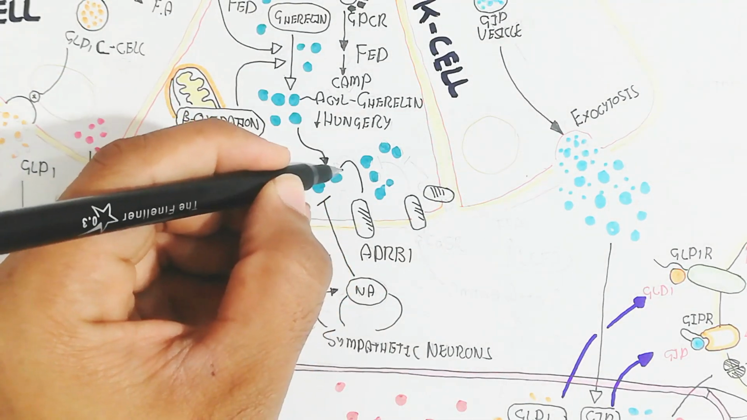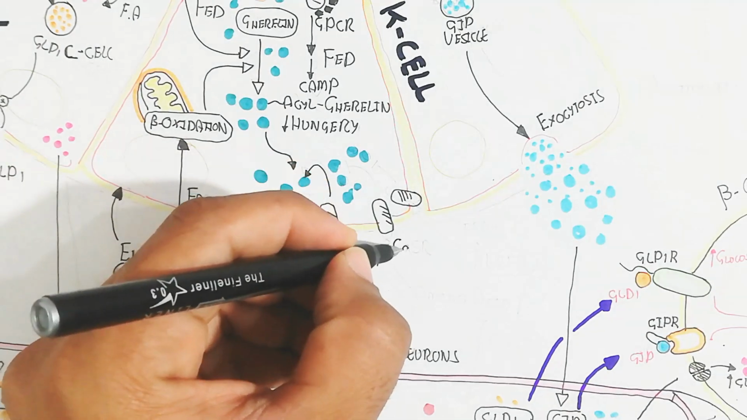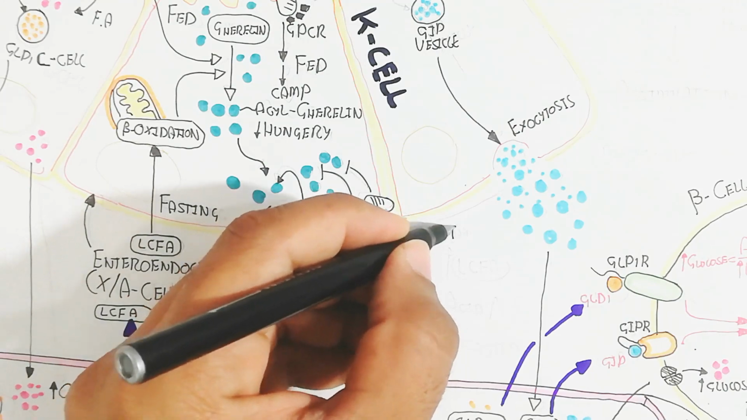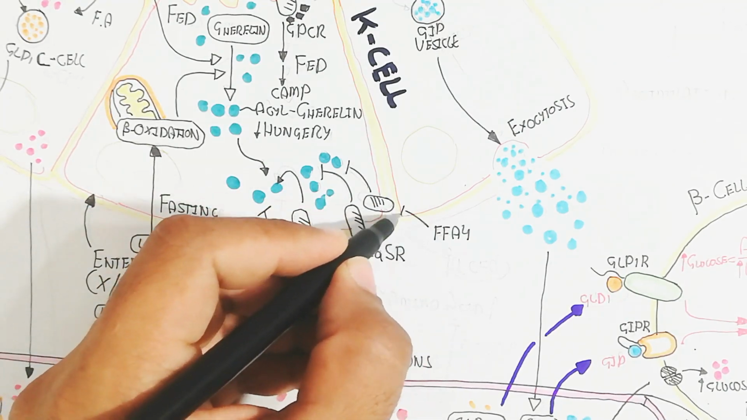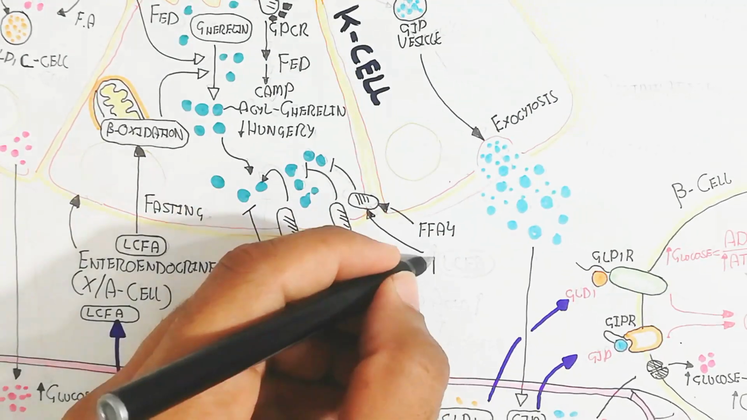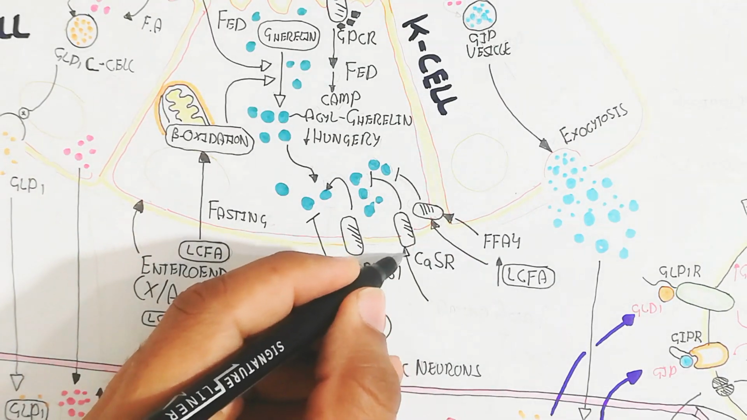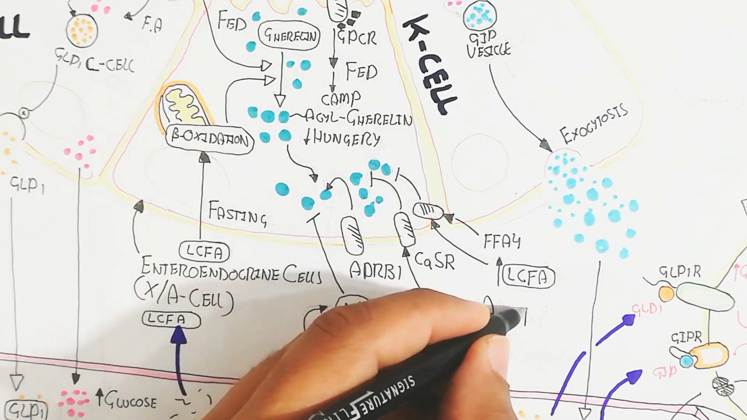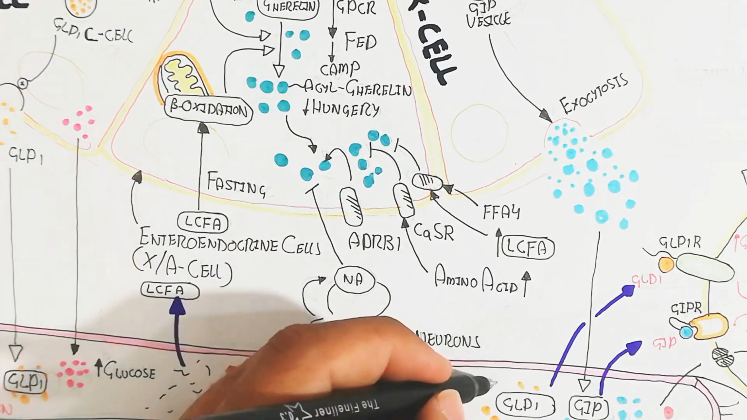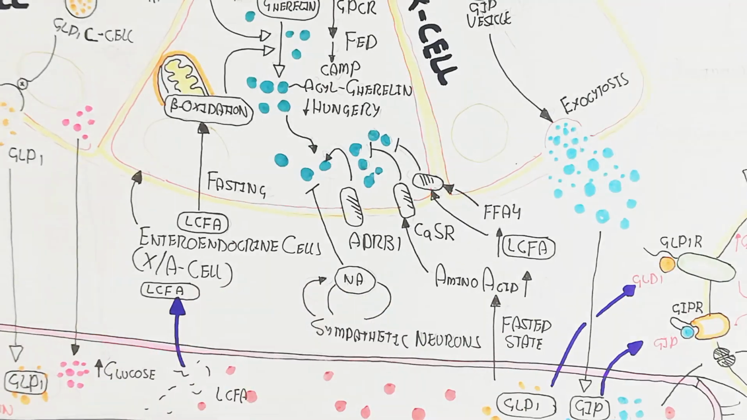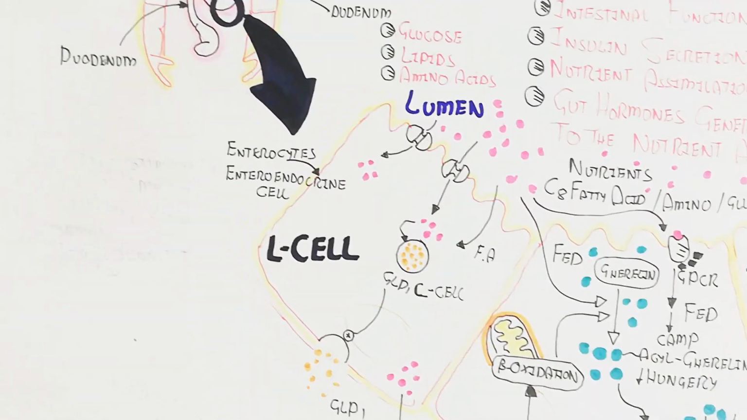And ADRB1 should be triggered, and the CASR will also inhibit, as well as the free fatty acid receptor 4 domain will also inhibit, due to the increase in long chain fatty acids from lipolysis and beta oxidation, and the increase in amino acids due to proteolysis, not proteogenesis, during the fasted state.